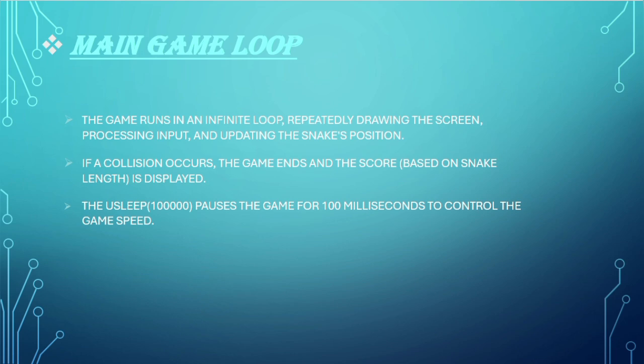Main game loop. The game runs in an infinite loop, repeatedly drawing the screen, processing input and updating the snake's position. If a collision occurs, the game ends automatically and the score is displayed on the screen. The usleep is a command that pauses the game for 100 milliseconds to control the speed of the game.